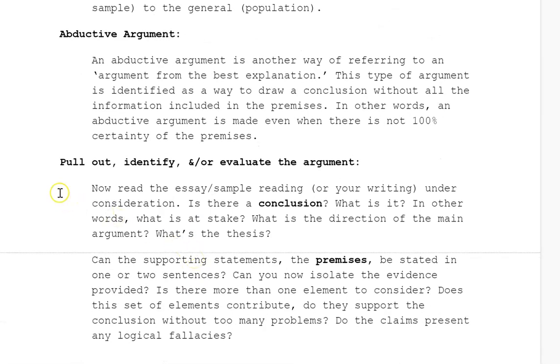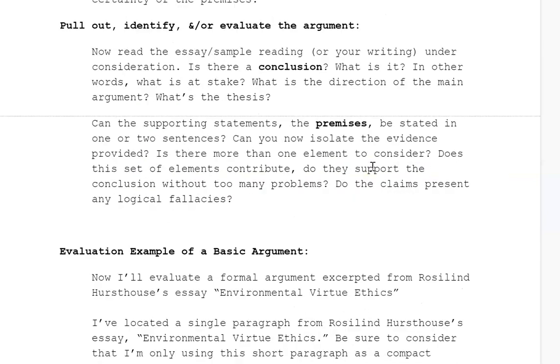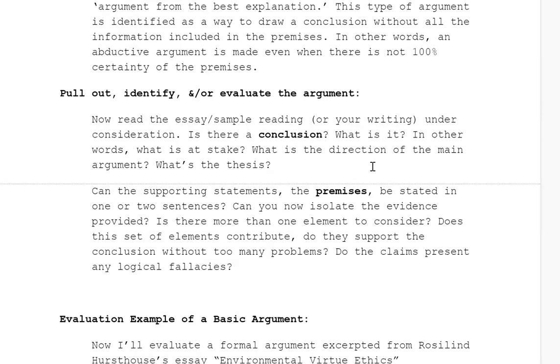Now, we want to then pull out, identify, and evaluate an argument. So here we want to read what we're evaluating, or use your own writing, and take that into consideration. So when we do that, we're asking ourselves while we're reading it, is there a conclusion? If so, what is it? In other words, what's at stake? What is the direction of the main argument? What is the thesis? So sometimes when we're asked, what is the conclusion? A good way of thinking about this is, what is the thesis? What's the overall point?